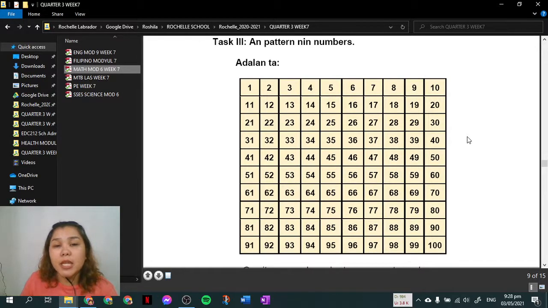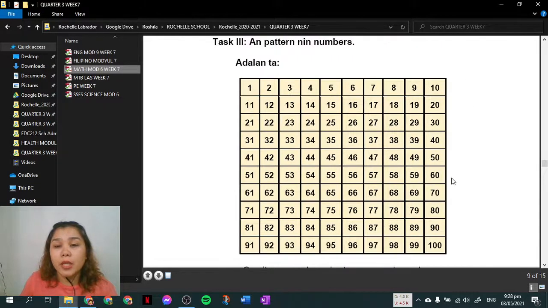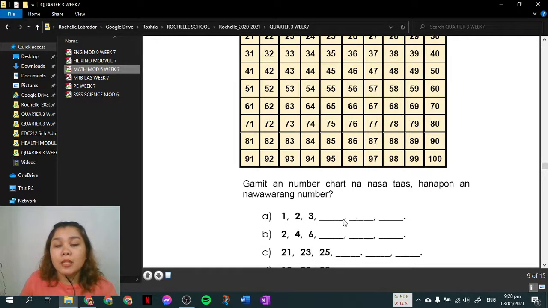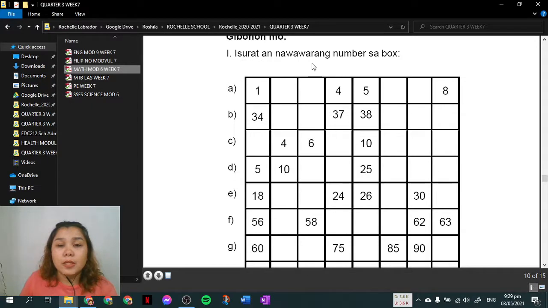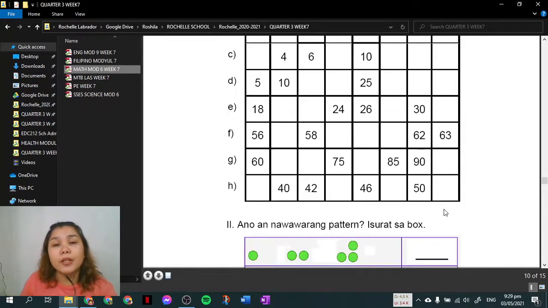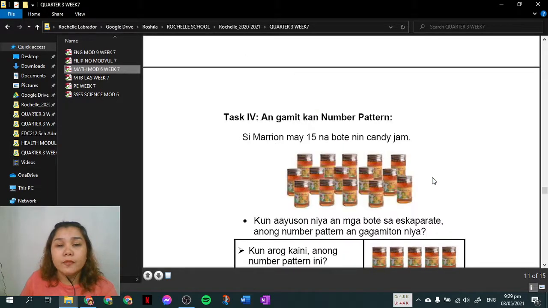Tapos, task 3 is number pattern naman. So, using this table, you can refer to what is the next number in a series. So, yeah. Make sure that you write the numbers clearly. Tapos, isulat ang nawawarang number sa box. So, pattern na din yon. The way you count, it also follows a pattern. Tapos, anong nawawarang pattern, isulat sa box. Tapos, sunod naman letter. And then, task 4, ang gamit ng number pattern.